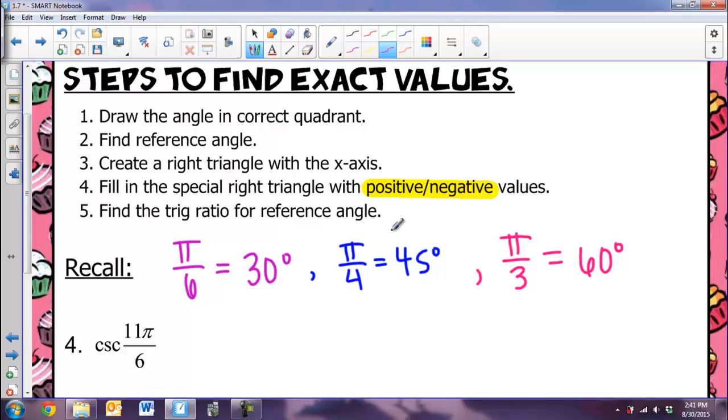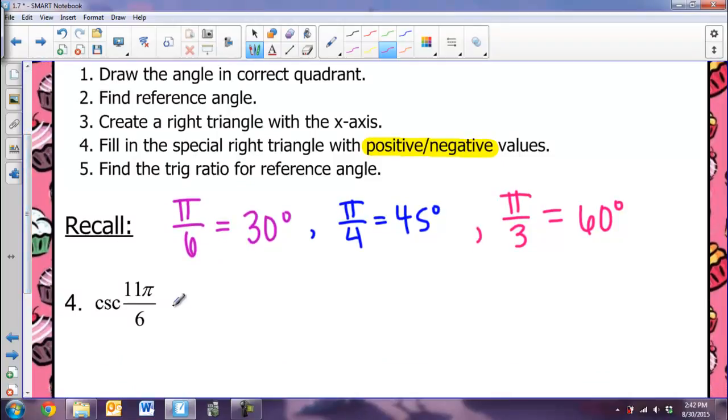Okay, so let us look at one of these radian values. They want you to find the cosecant of 11 pi over 6. So our first step is to draw the angle in the correct quadrant. When I'm drawing the angle in the correct quadrant, remember, I'm going to go ahead and try to label all of my border angles, all of your x and y axis, based on the same denominator. So this right here would be 6 pi over 6. And then if I went all the way around, this is 12 pi over 6.